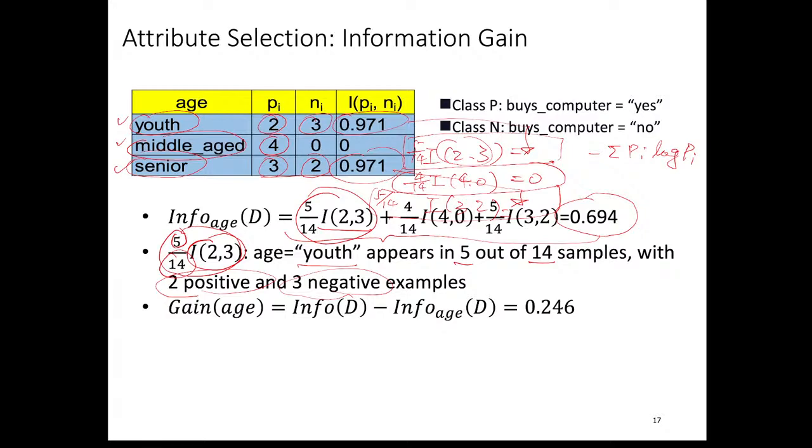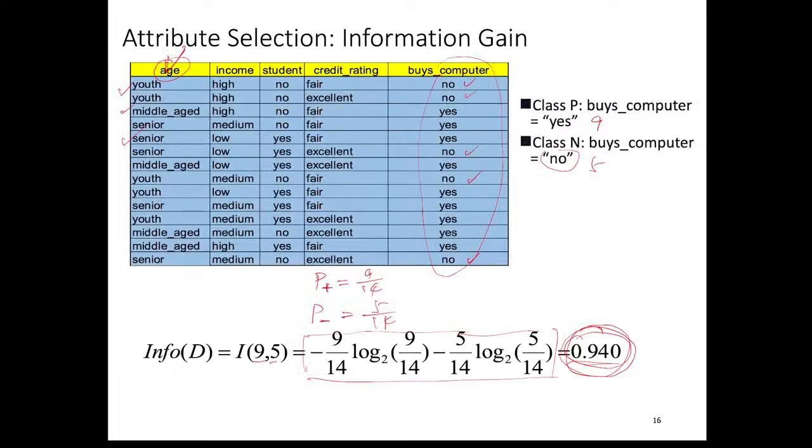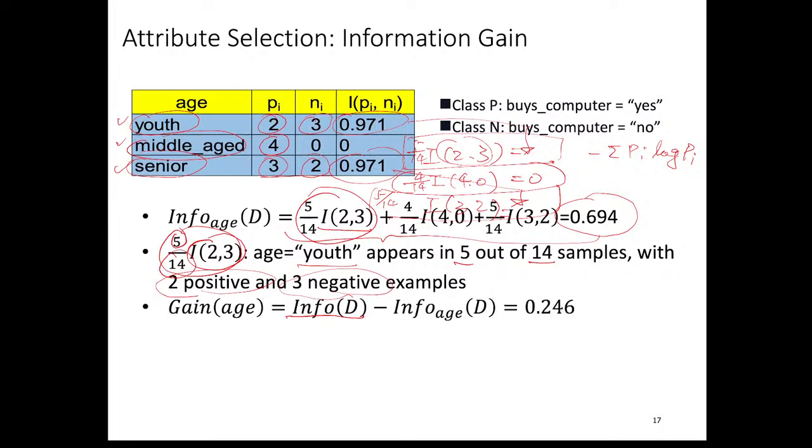So how much improvement in terms of the purity score? Before the split, the amount of chaosness is this much, 0.940. And after the split, the amount of chaosness is 0.694. So the pureness score improved by this much. Okay, this is called information gain.